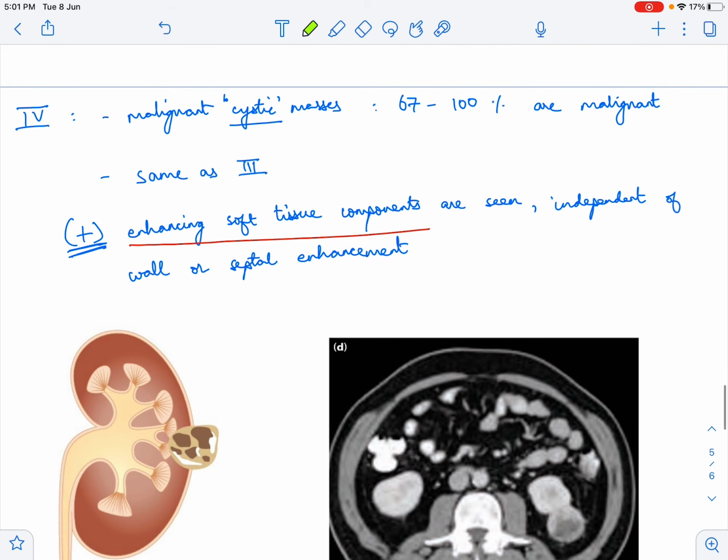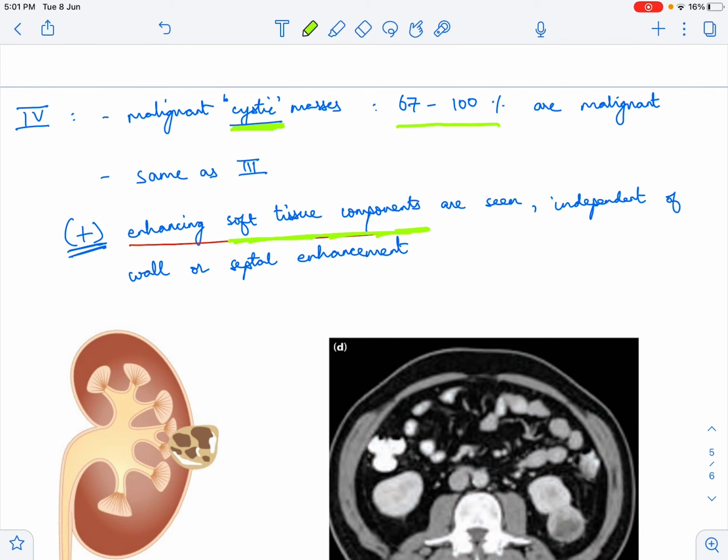Now, last is category 4. Category 4 is a malignant cystic mass. They're called cystic masses, but they're actually malignant because they have a 67 to 100% chance of being malignant. Now, category 4 and category 3 are the same, but with one subtle difference. So, it is category 3 plus enhancing soft tissue components.